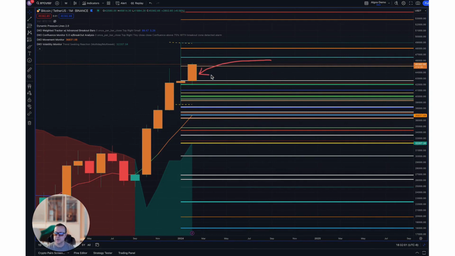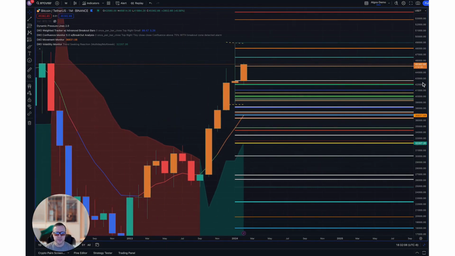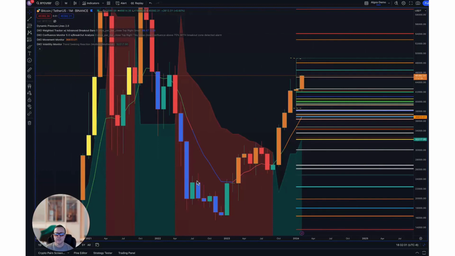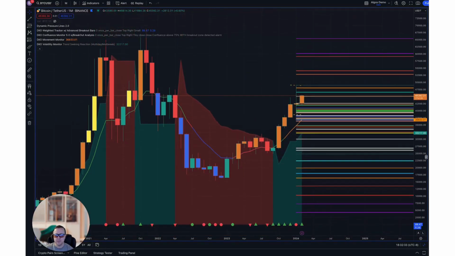However, pressure from the breakout bars does show us that right now we are looking statistically bullish, right? We have a lot of things to be bullish about. We have the movement monitor, which is orange. We have the monthly cloud, which is orange. We have the orange breakout bar, which is orange. And then we have the monthly volatility cloud, which is green and rising with a pretty nice upward slope.